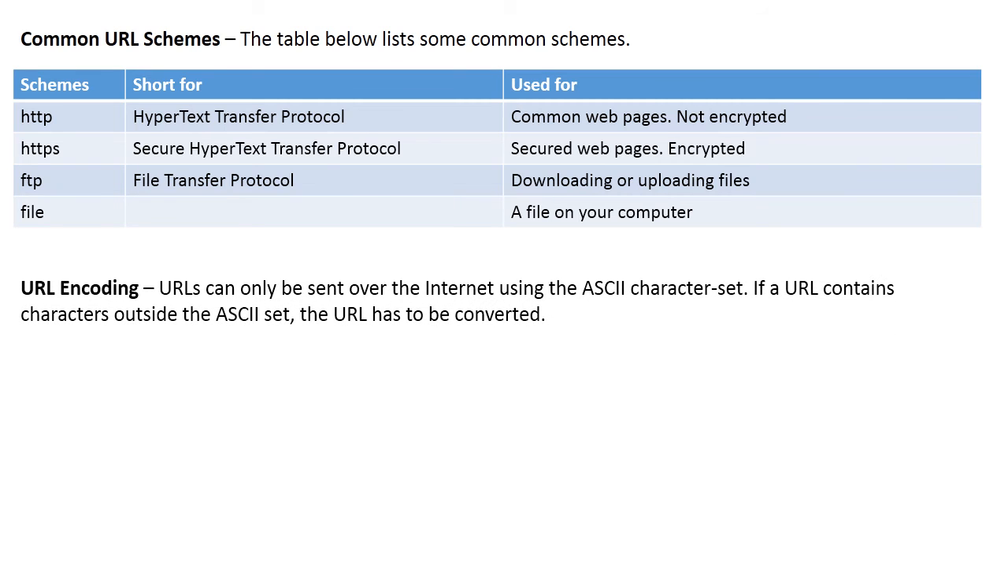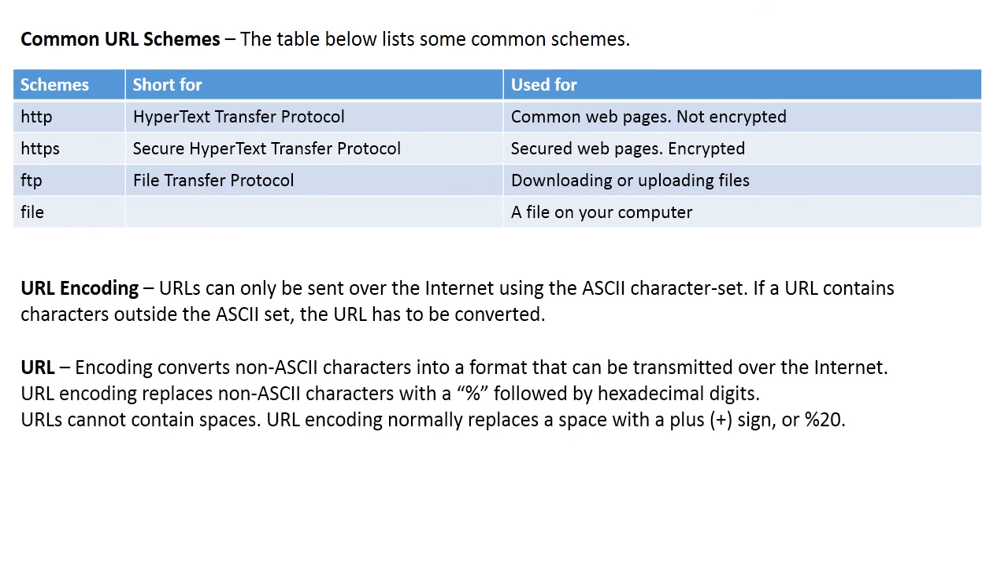URL encoding. URLs can only be sent over the Internet using the ASCII character set. If a URL contains characters outside the ASCII set, the URL has to be converted. URL encoding converts non-ASCII characters into a format that can be transmitted over the Internet. URL encoding replaces non-ASCII characters with a percent sign followed by hexadecimal digits. URLs cannot contain spaces. URL encoding normally replaces a space with a plus sign.